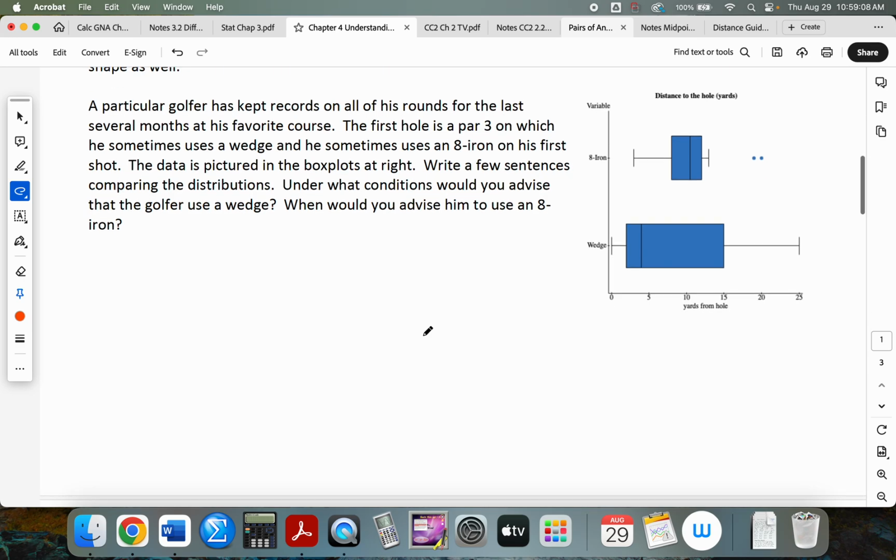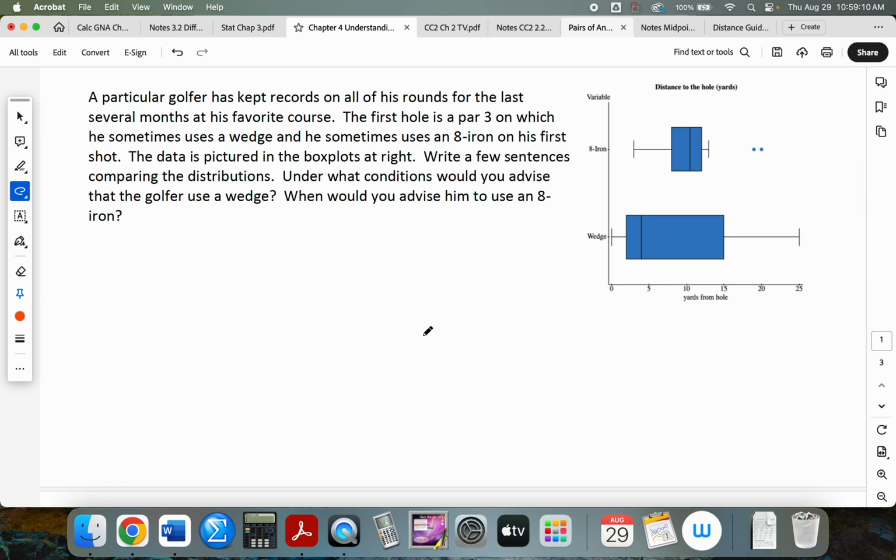Okie dokie. And then under what conditions would you advise the golfer to use a wedge? When would you advise him to use an 8-iron? We'll get to that in a little bit. This, by the way, is right out of the pre-algebra book. It's not quite this involved, but the numbers are straight out of it.